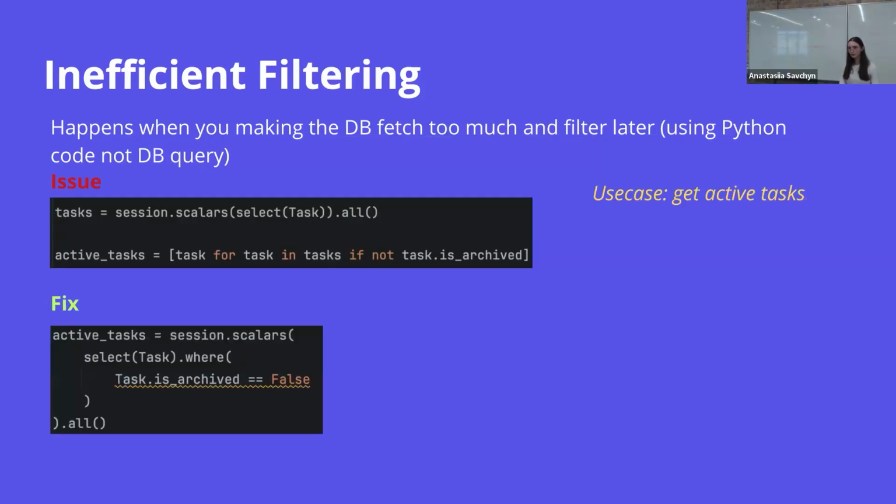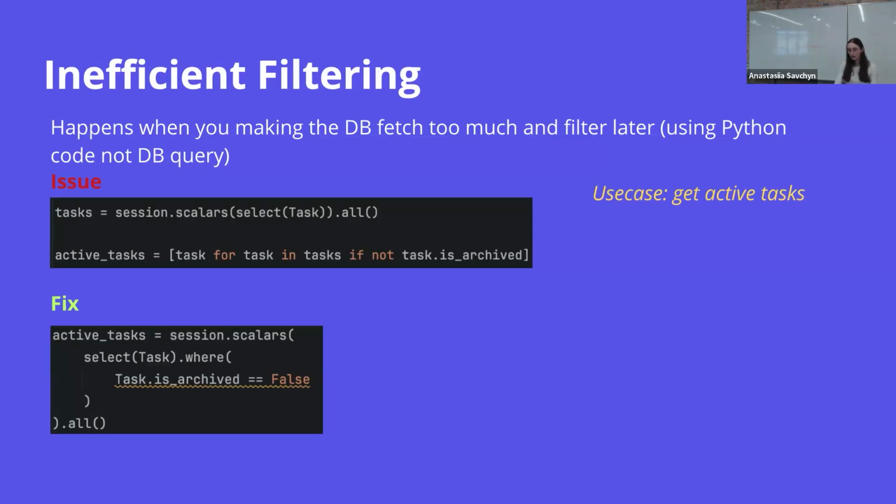And what will happen? We will fetch all the tasks that we don't need. And then in Python code, we will change something, filter something, and get our result. But it will be a lot slower than just fetching from the database what we need. So we need a task where is archived is false. That is a simple filter, but it saves a lot of time.